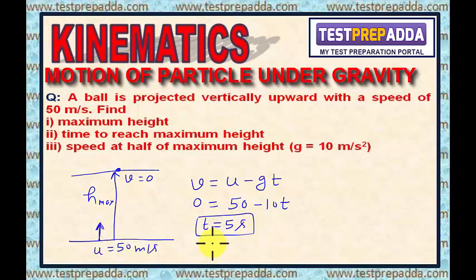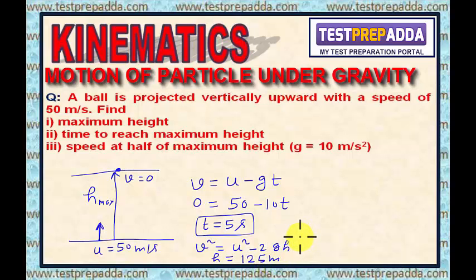Now to get the maximum height, I can use v square is equal to u square minus 2gh. So this way the value of h comes as u is 50, so it becomes 50 square upon 2 into 10, and that is why it comes as 125 meter.